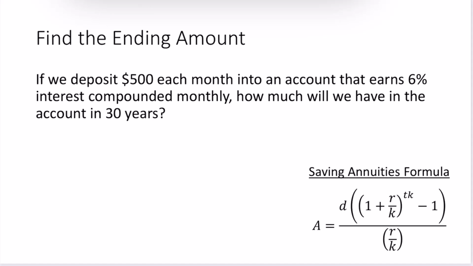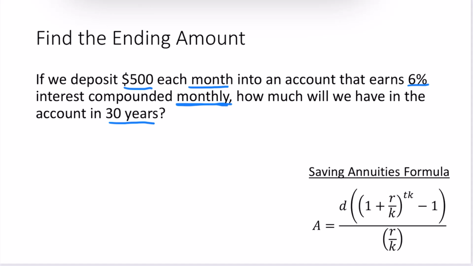All right, so let's say that we were going to deposit $500 each month into an account that earns 6% interest compounded monthly, and we're wondering how much money we will have in the account in 30 years. First of all, it's a really good thing that this compounding period matches this deposit period, because this formula only works if the deposit frequency and the compounding frequency match each other. So that's good that it started off that way.